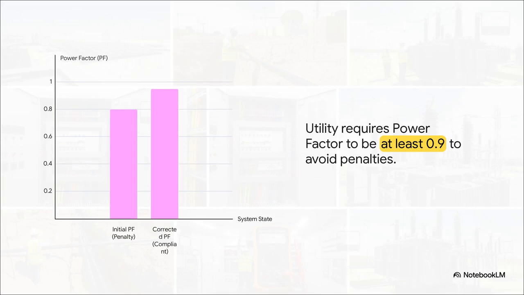The utility company has its own checks too, and this one can hit you in the wallet. A power factor of 0.8 is inefficient, and it puts you right in the SEC penalty zone. That means you're going to pay more on your electricity bills. But by installing the right capacitor bank, you can correct it to a compliant and efficient 0.95.